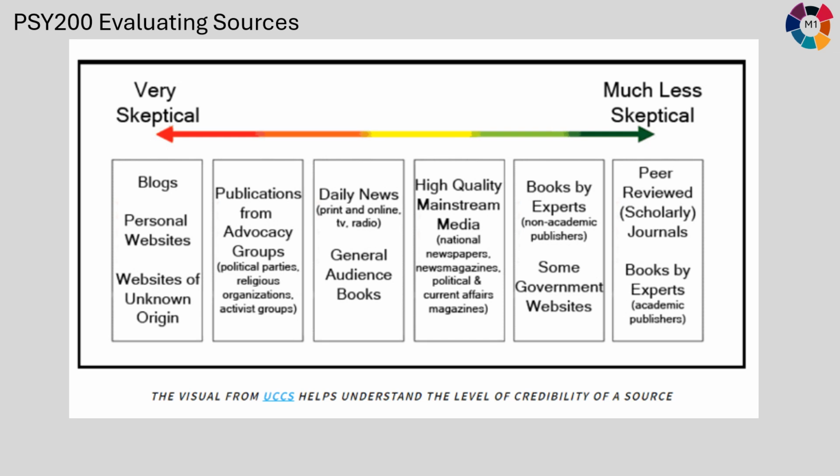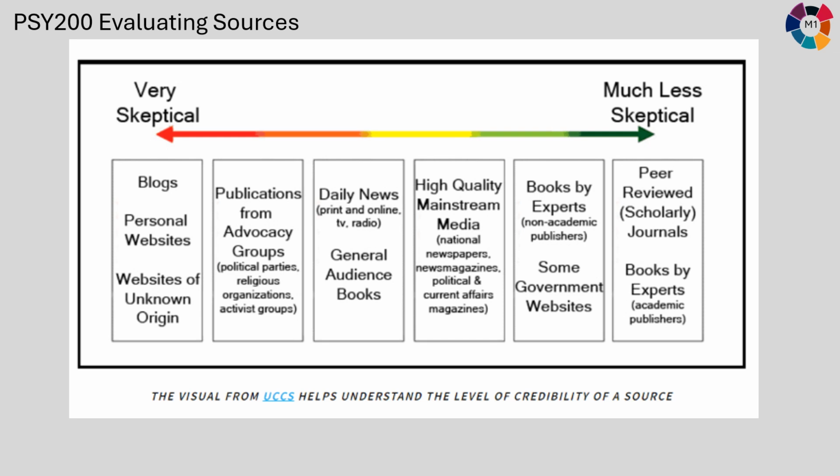So moving all the way to the right, okay, peer-reviewed scholarly journals. This is what we want. This is what we want either the most of, or if we're only picking one way to get information, that works. Peer-reviewed scholarly journals. So what does peer-reviewed mean?